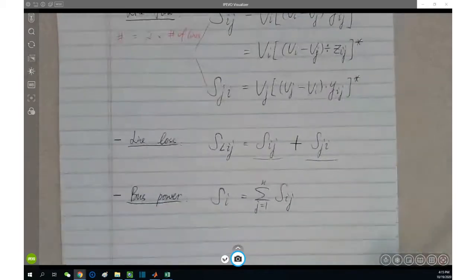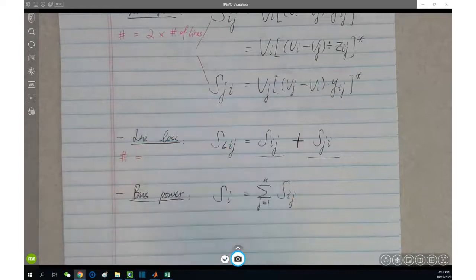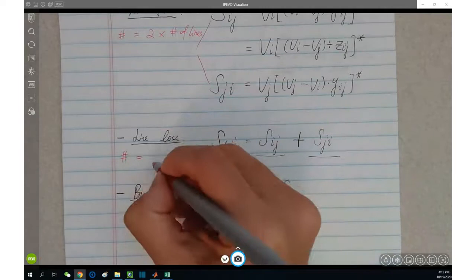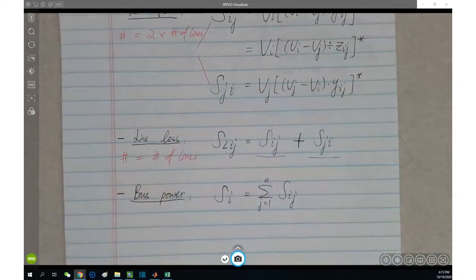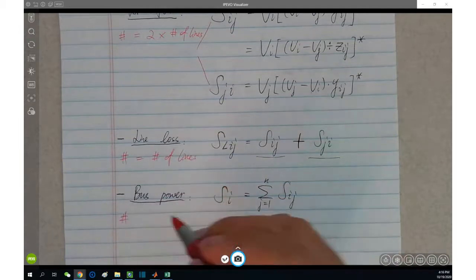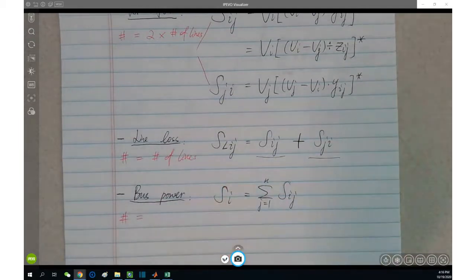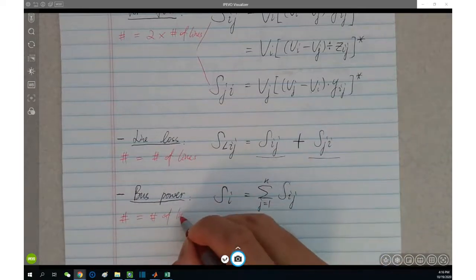Second, how many line losses do you need? The number of it equals what? This is very easy, right? Number of lines. Exactly. It's just how many lines you have. And lastly, how many bus powers do you need? This is also easy enough, isn't it? Number of buses.